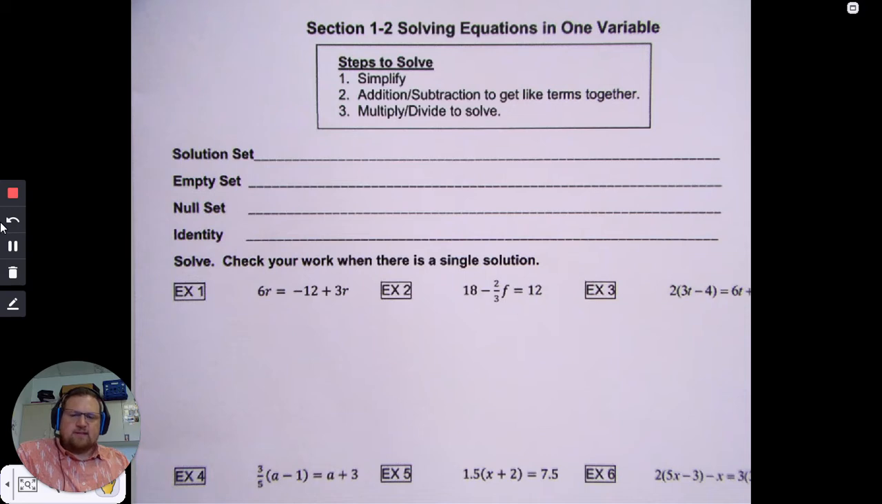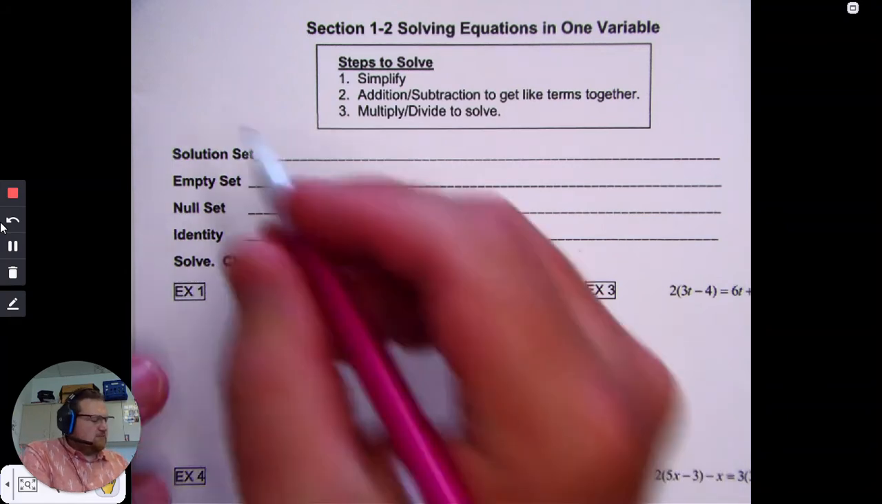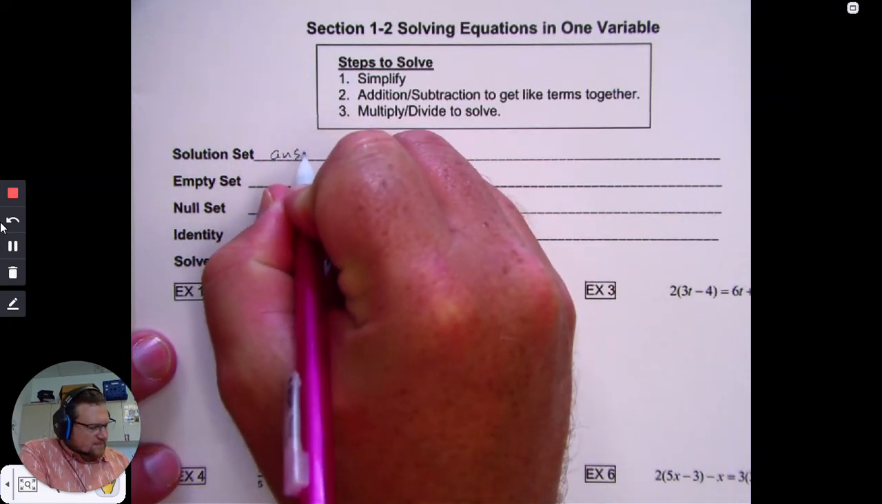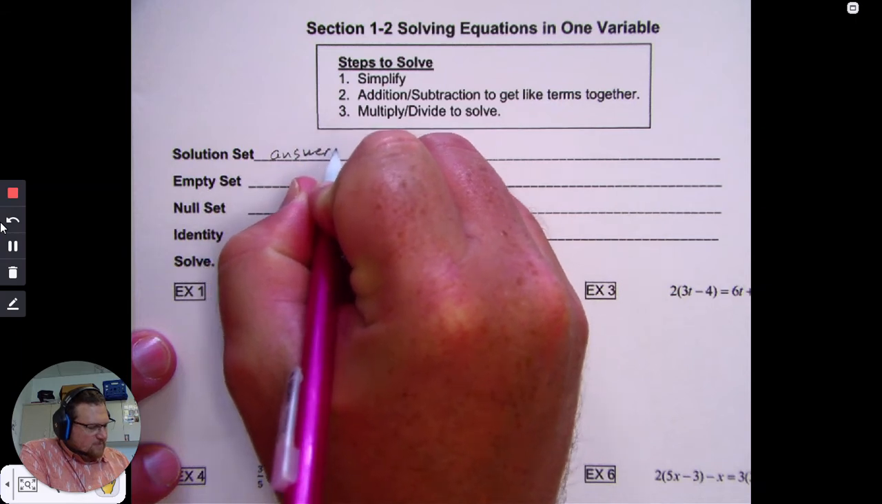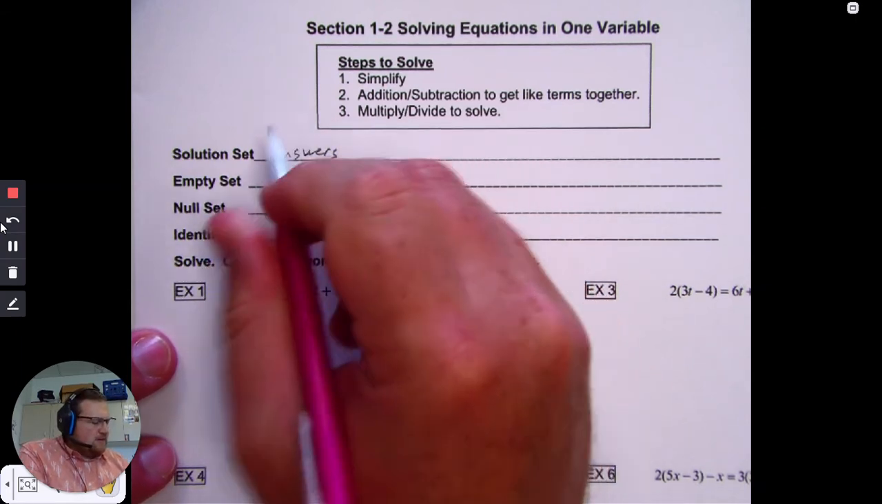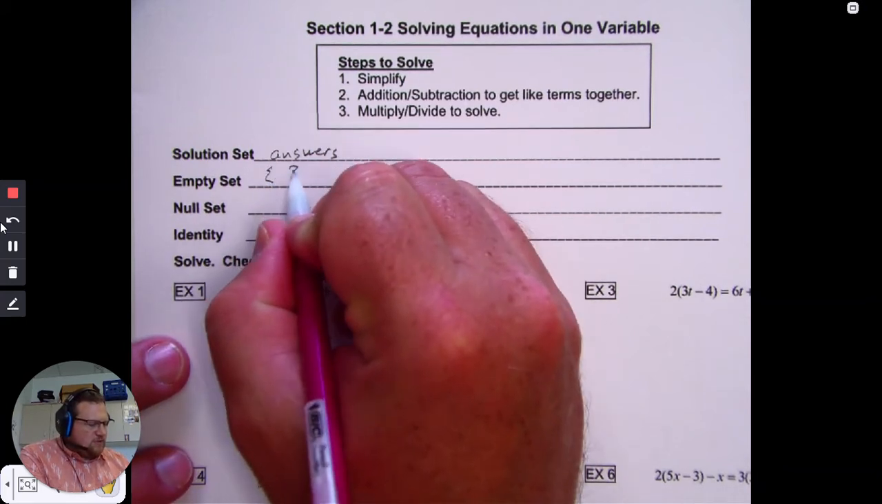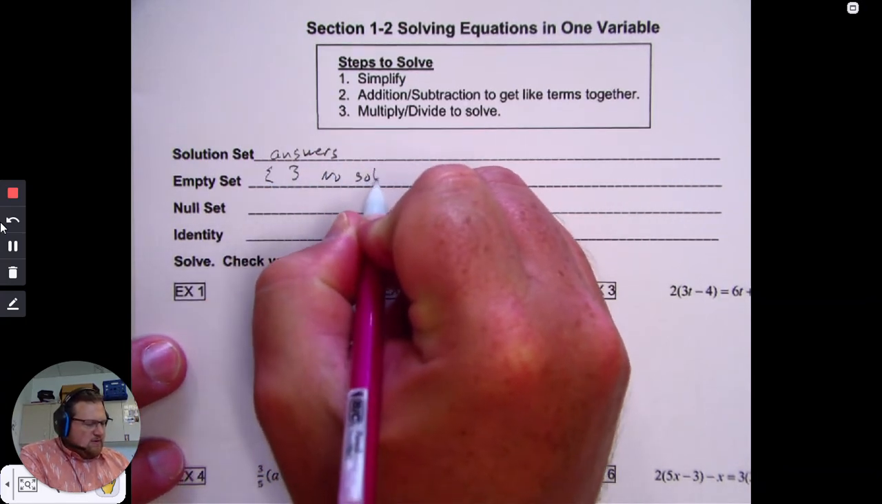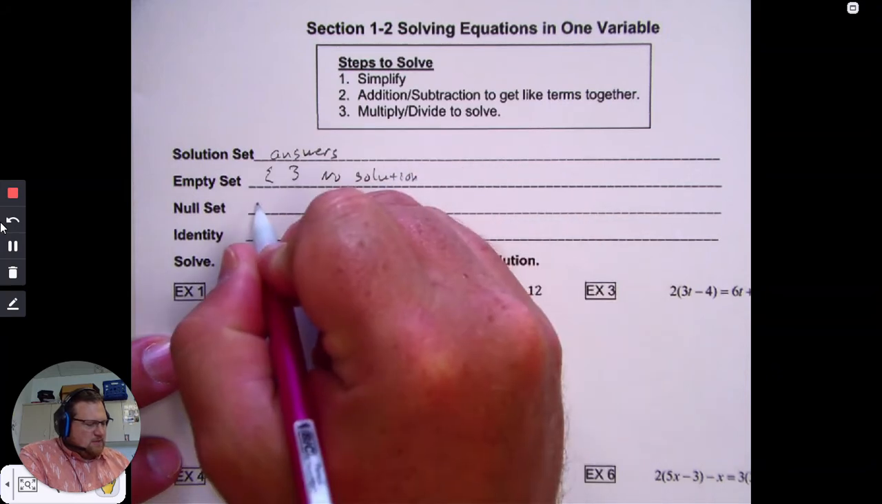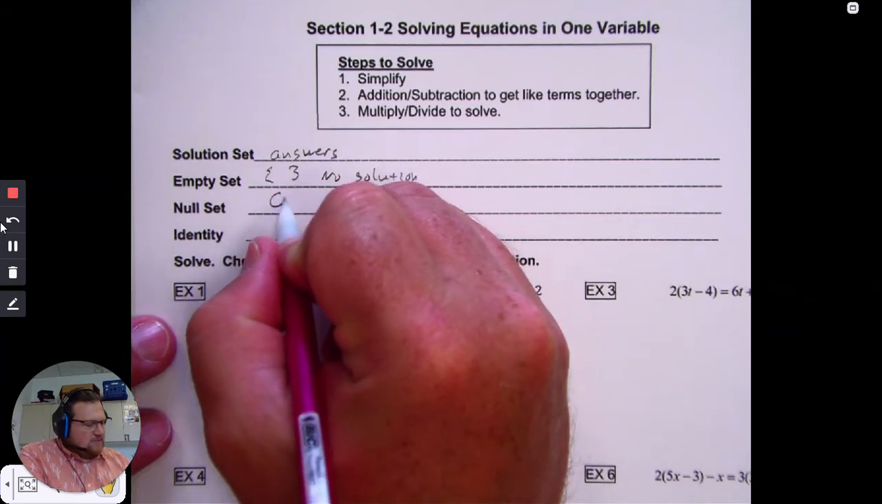Before we get into that, let's take a little look at this idea of a set. A solution set is simply the answers to the question that fit within the parameters that you're given. An empty set means that there's nothing in it. It means that there's no solution. You may also see a null set, which again, there is nothing in it.